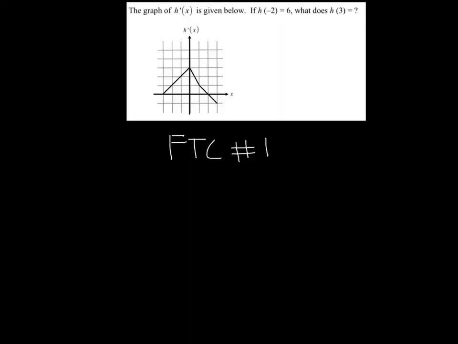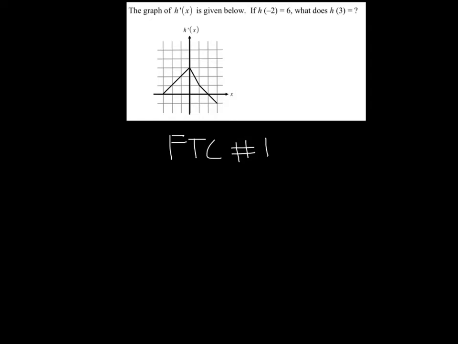All right, here's another application of the fundamental theorem of calculus part 1. So we have this graph here, and it's comprised of lines, and so when you see that, you automatically know that you're going to have to do some sort of area to end up expressing the integral. All right, and so they're giving us that h prime of x is given below, and they also give us h of negative 2 is equal to 6, and what does h of 3 equal?